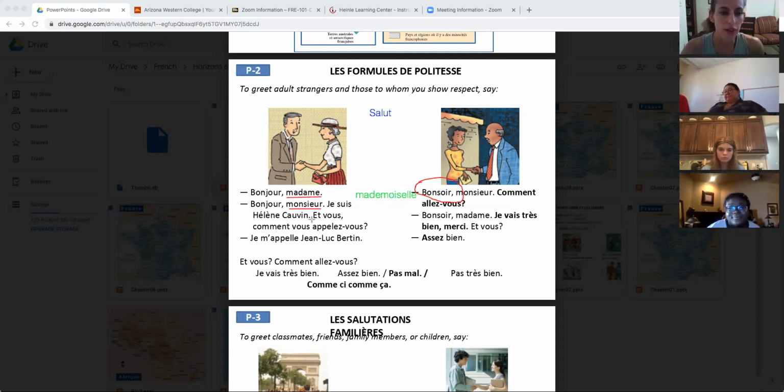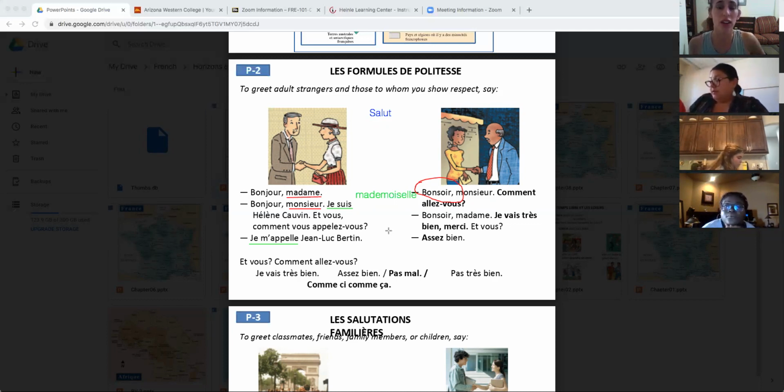So we have 2 ways to say what your name is. We could say je suis, I am, and then your name. Or you could use je m'appelle. Je m'appelle. That means I am called. Literally, I am called, or I call myself, whatever. But when we're translating it, we're going to translate it as my name is, okay? And then you're going to provide your name.